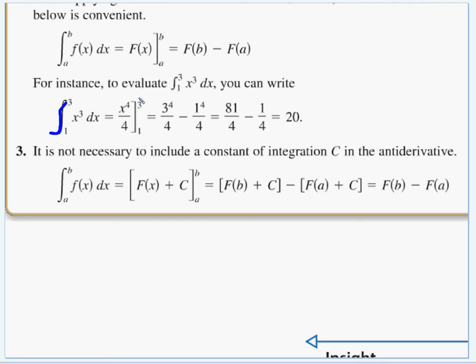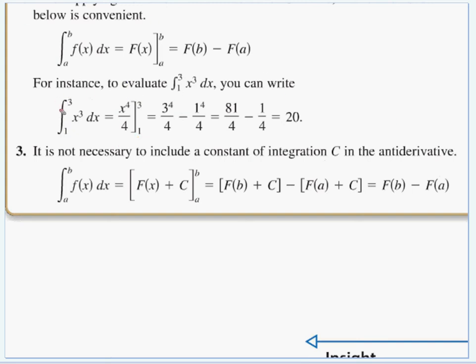So now first this 3 jumps into this fraction. So we have 3 to the fourth divided by 4. And then we have our minus sign. And then the lower limit jumps in, 1 to the fourth over 4. So we use those powers of exponents, get those to be numbers. We have 81 fourths minus 1 fourth, which is 80 fourths, or 20.